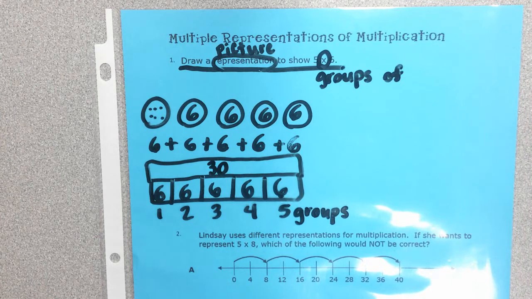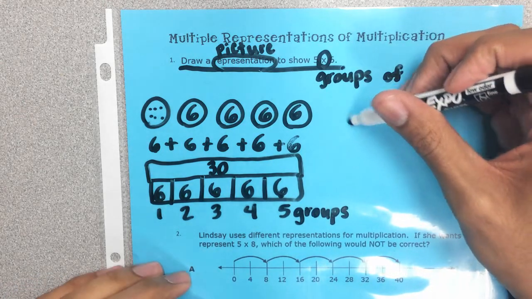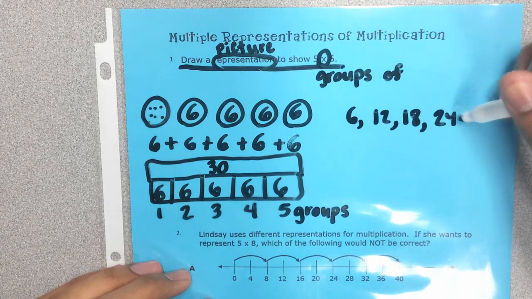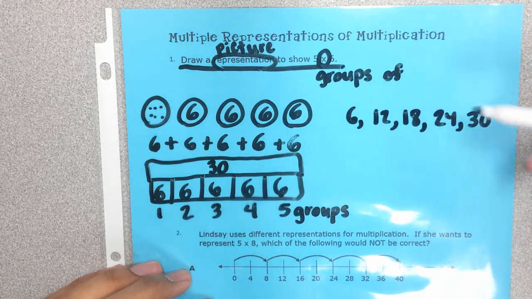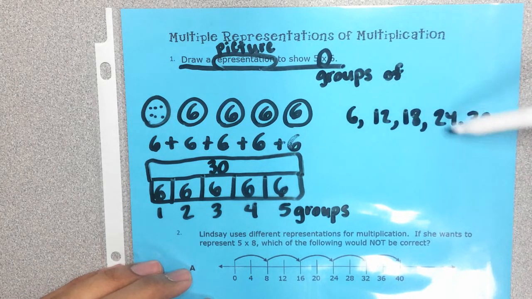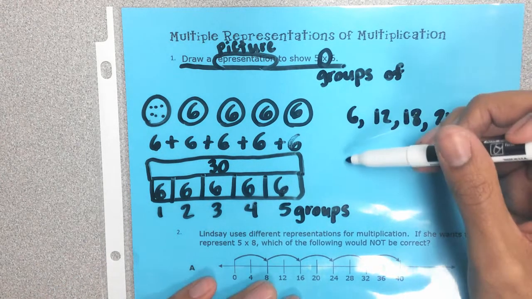Another way that we could show 5 groups of 6 is with skip counting, just kind of like what we did. So it was 6, 12, 18, 24, 30, because we would count 1, 2, 3, 4, 5 groups of 6. The next thing we could do is draw this on a number line.